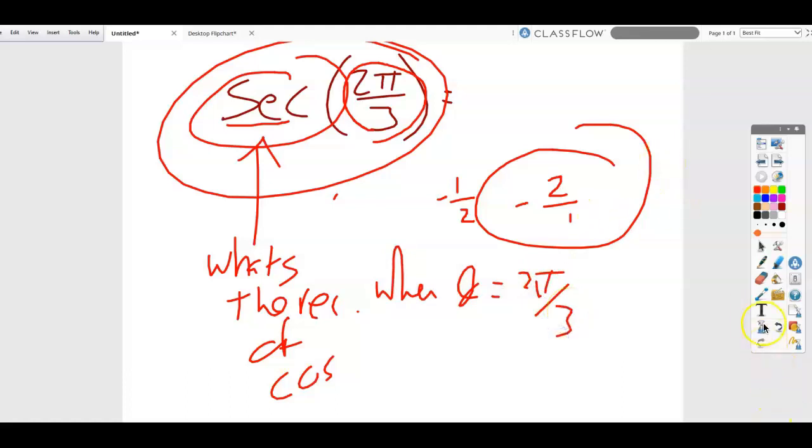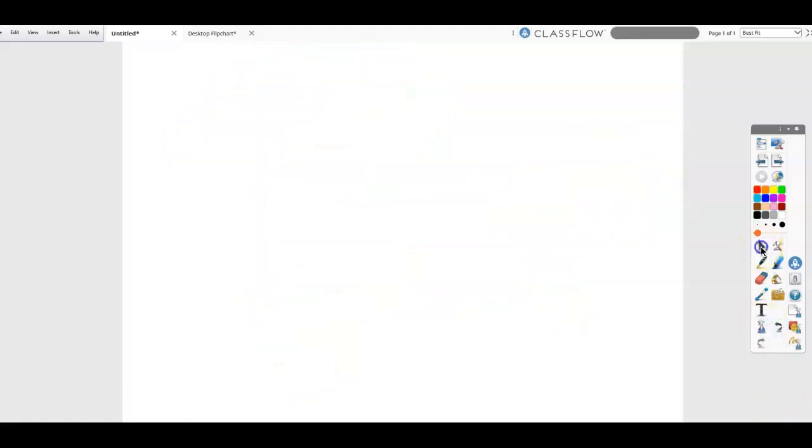Okay, now cosecant is pretty similar. Cosecant is the reciprocal of sine. So suppose I gave you guys this: cosecant of 5 pi over 3. Cosecant of 5 pi over 3.